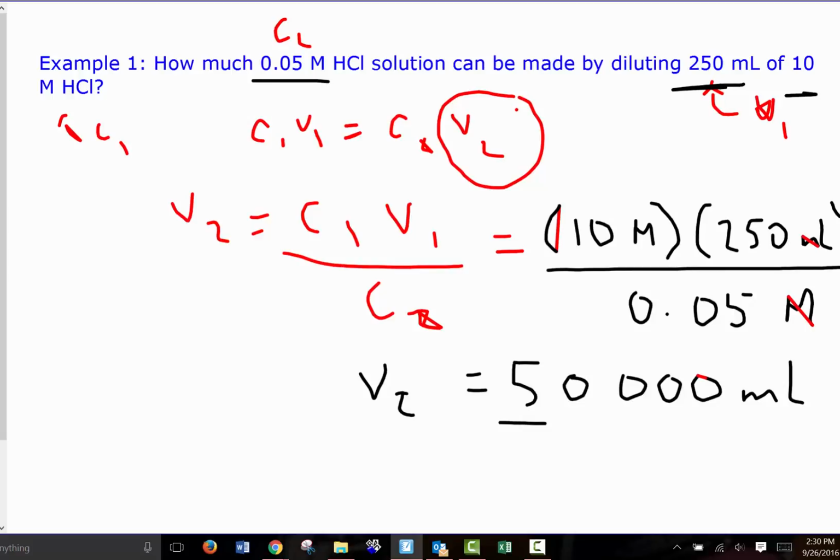The other way I could write this is 5 times 10 to the exponent 4, which is 1, 2, 3, 4 zeros there. And I need to have my units of milliliters. So both of those are totally and equally correct.